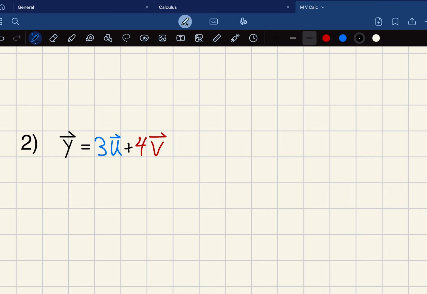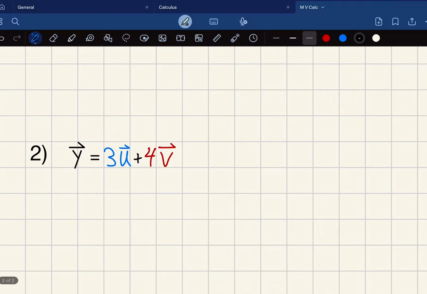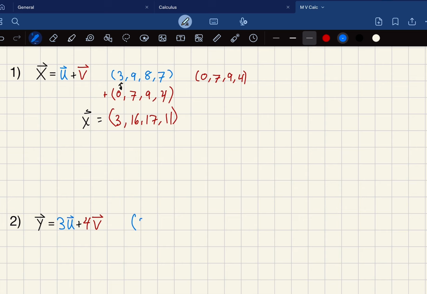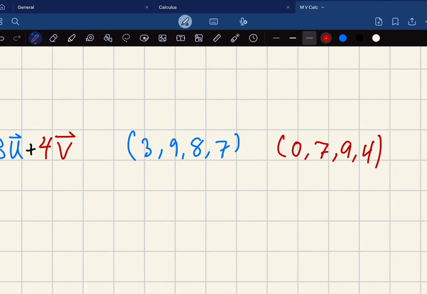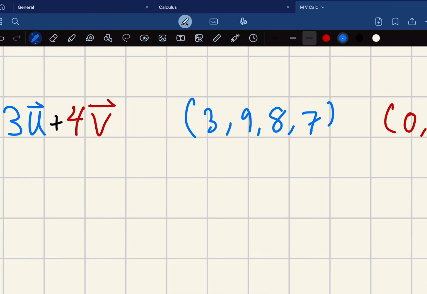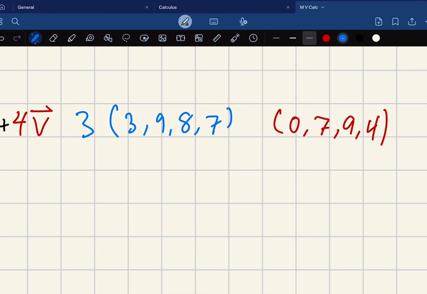Now, for our second problem, it is more difficult. First, let's rewrite our vectors. The u vector was 3, 9, 8, 7. The v vector is 0, 7, 9, 4. For this, you have to multiply them by a scalar first. So this will be multiplied by 3, and then this will be multiplied by 4.